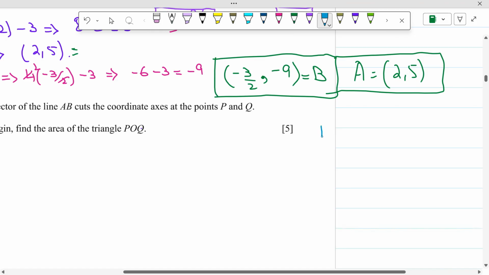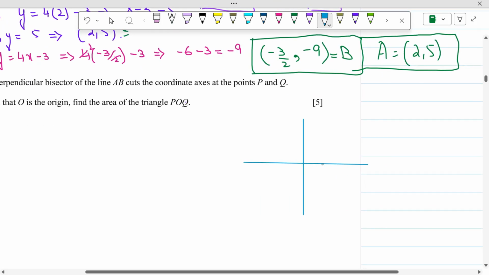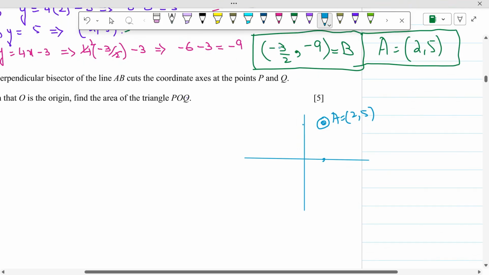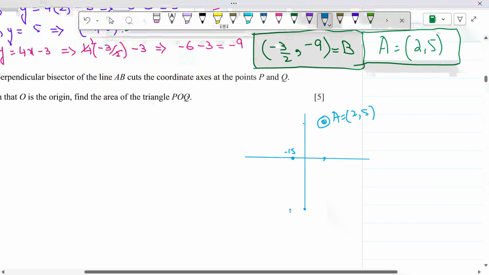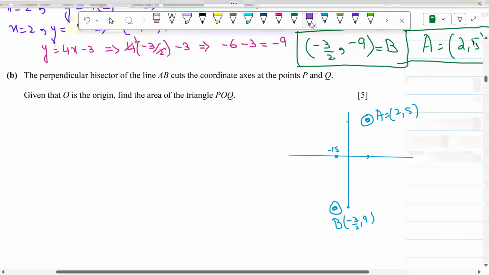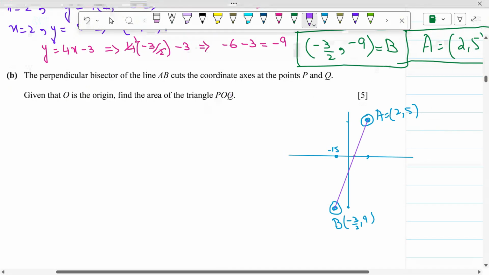Okay, first we draw. So 2, 5: this one is 2 and this one is 5. So this is the point A. And we have the point negative 3/2, meaning negative 1.5, and negative 9 is here. So this is the point B, which is negative 3/2 and negative 9. When we join the line AB, this is the line AB.